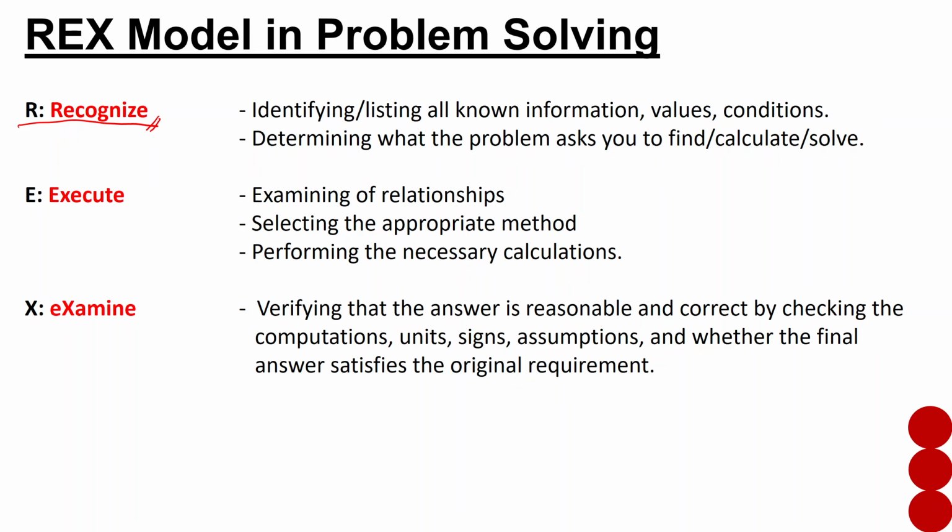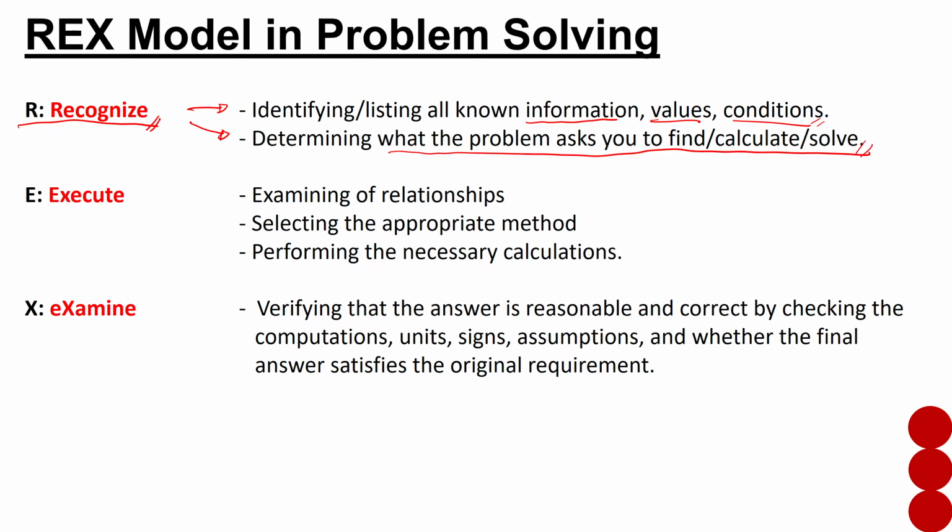We need to recognize. What should we recognize? First, we identify and list all known information or values. In our examples, these are the initial cost, the salvage value, the maintenance cost, the annual benefits, the minimum attractive rate of return, the service life, and the others. After recognizing what is given, you need to recognize what the problem asks you to find, calculate, or solve.